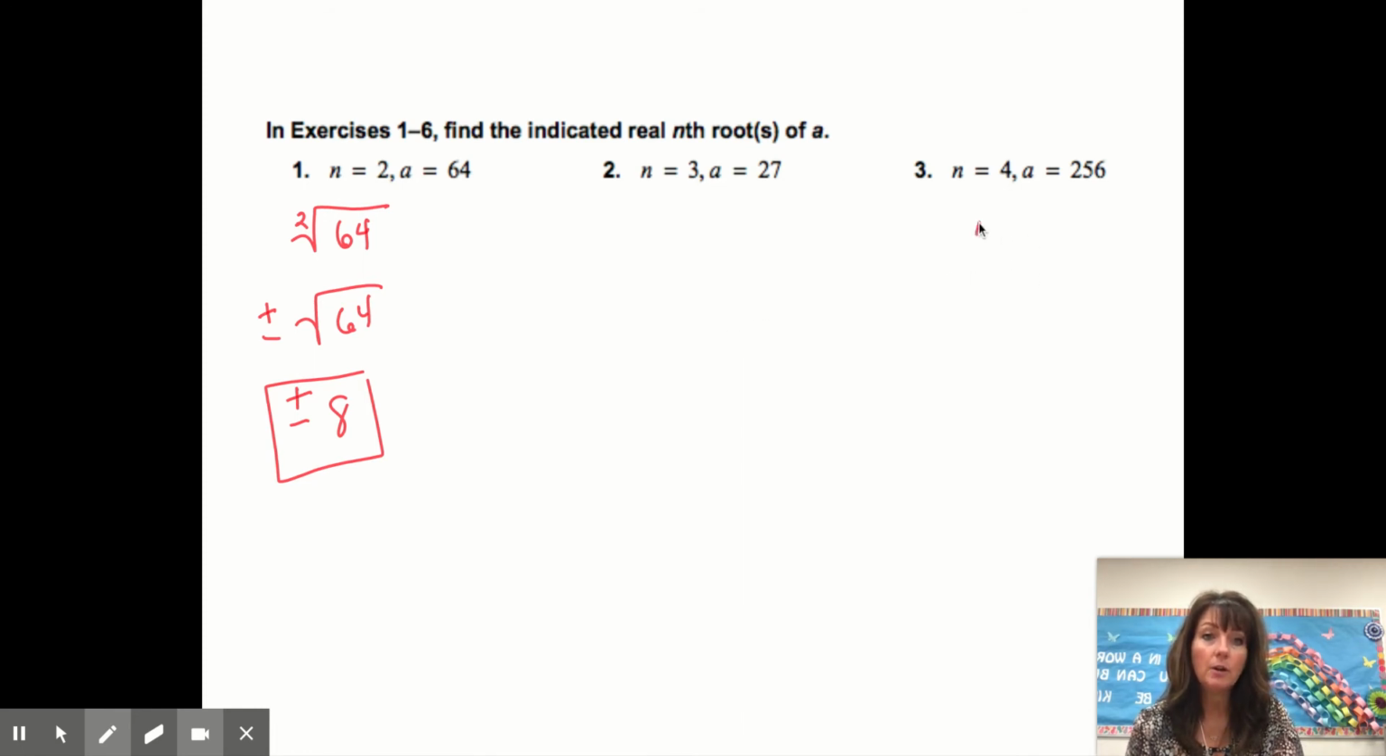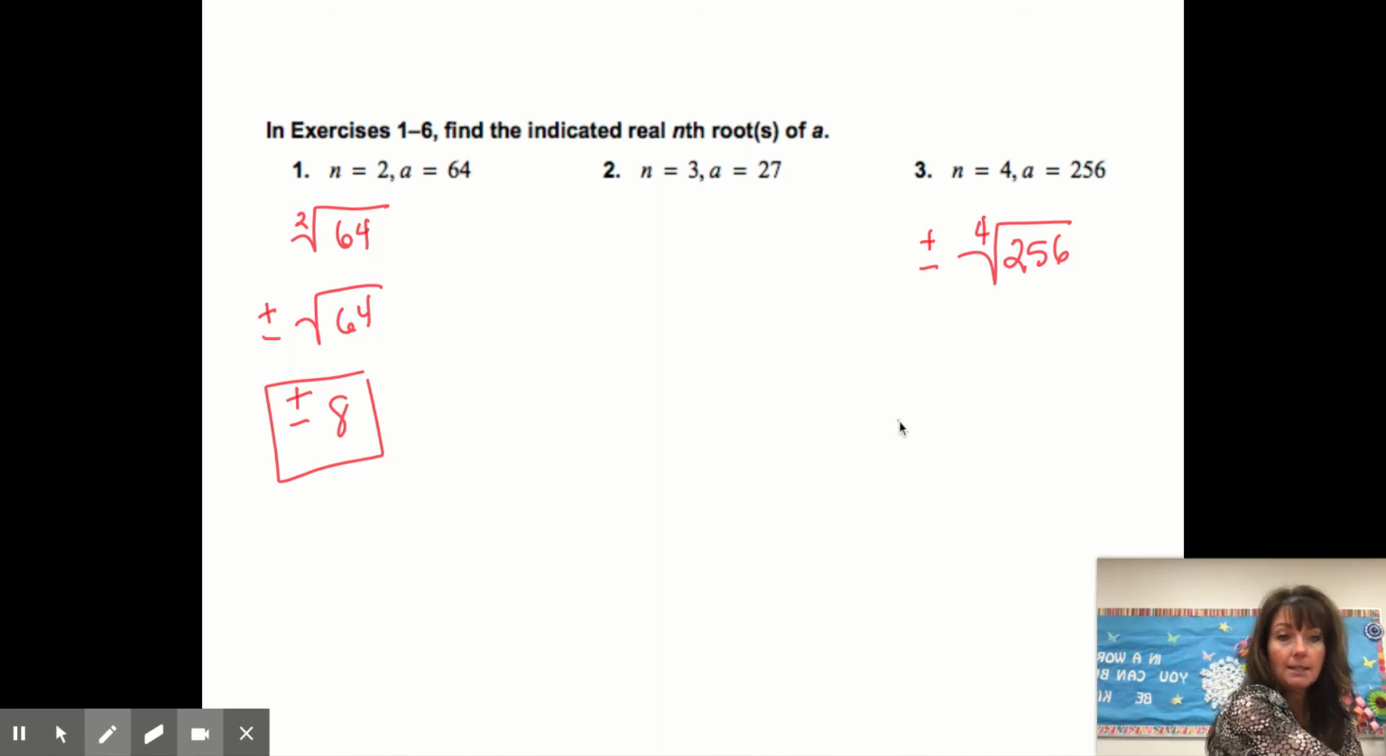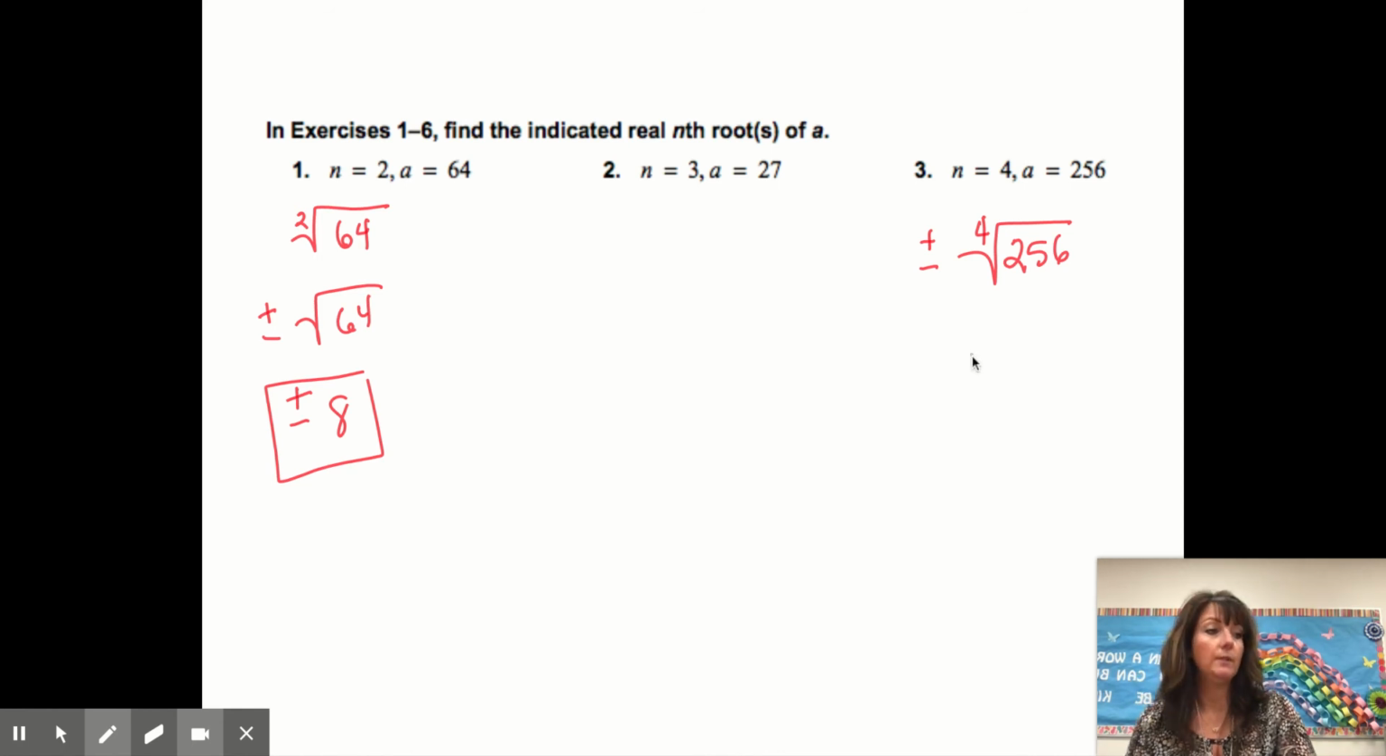Since n is 4, we want the fourth root of 256. Since it's even, we're talking plus or minus here. So you can use your calculator to evaluate. We're wanting to know what factor, multiplied 4 times, gives 256? And the answer is 4. So plus or minus 4 is the answer. Okay. All right.